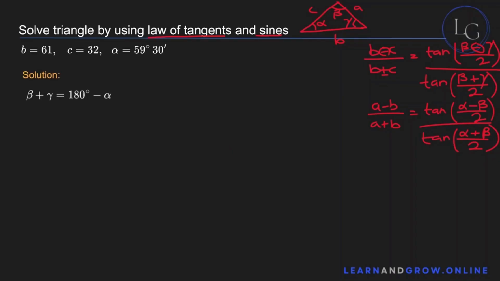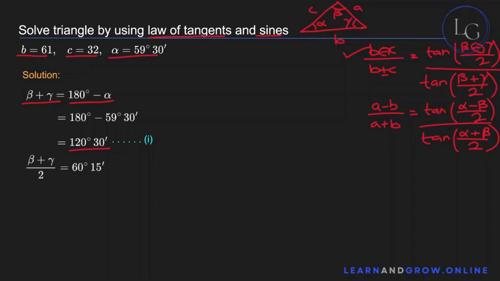And let's see a question. It says that the side B is 61, the side C is 32, and the angle alpha is 59 degrees and 30 minutes, or 59.5 degrees. So beta plus gamma is equal to 180 minus alpha. Obviously, we need this beta plus gamma, so you can use this formula over here. Basically beta plus gamma is equal to 120 degrees and 30 minutes. But we need beta plus gamma over 2. So you just divide this by 2, and you get 60 degrees and 15 minutes.